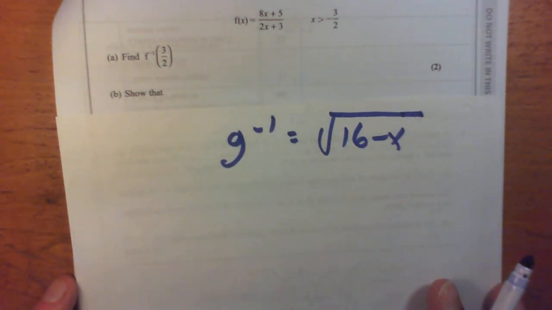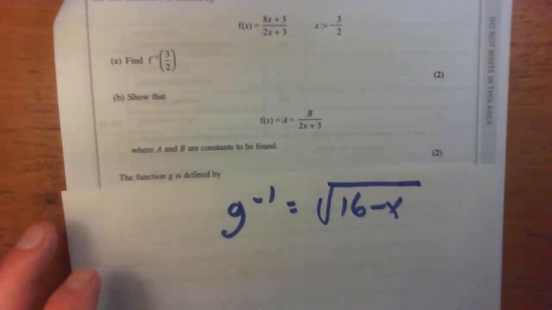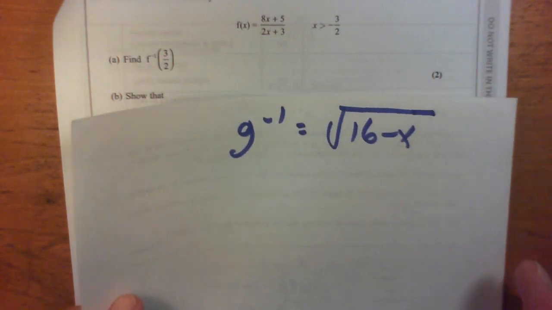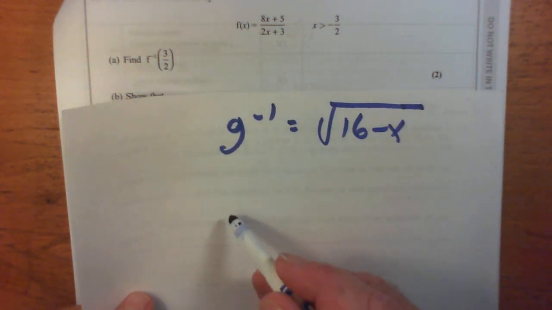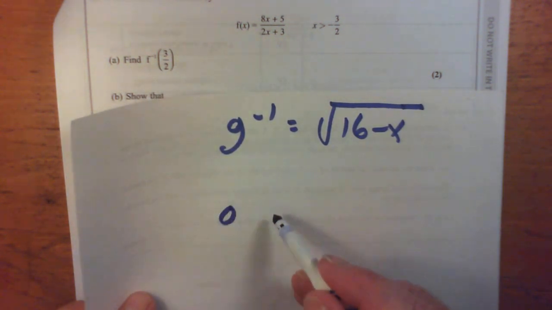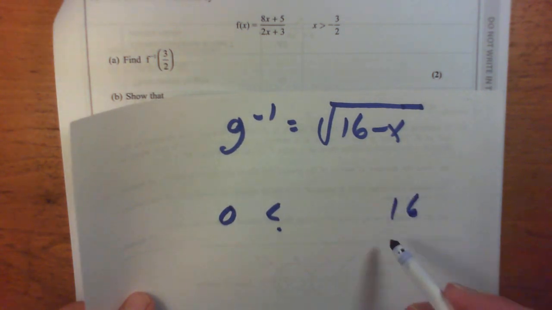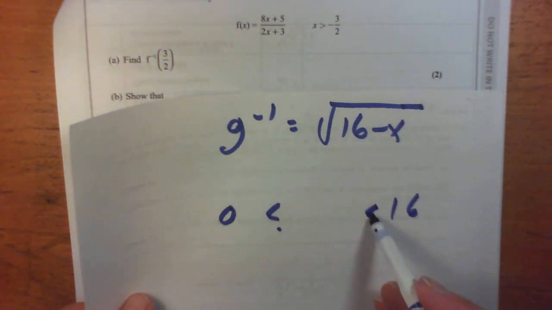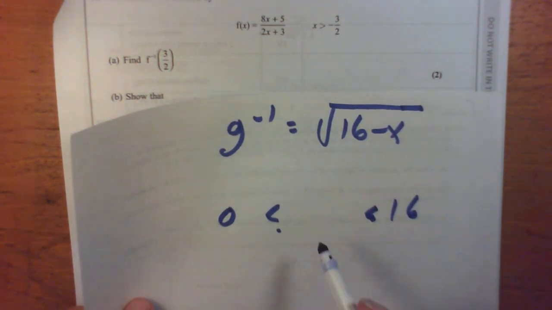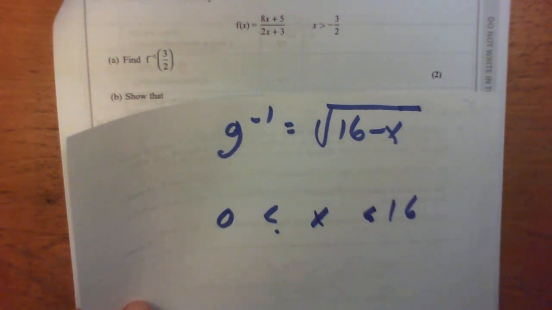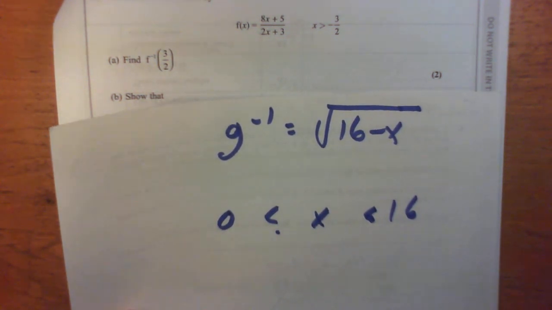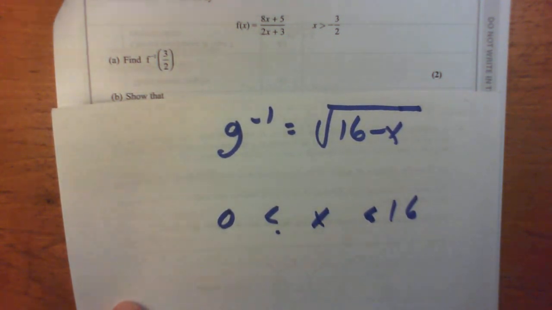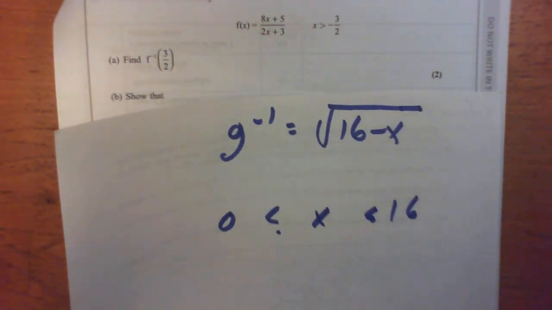And this x relates to the domain of g to the minus 1. And you find that the domain will be between 0 and 16. So those are the values of x that you'll need to stick into here, if that's the method you want to use. Again, I don't want to go on about it. It's just something you need to think about if it doesn't chime exactly straight away.